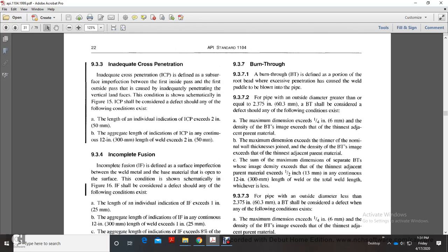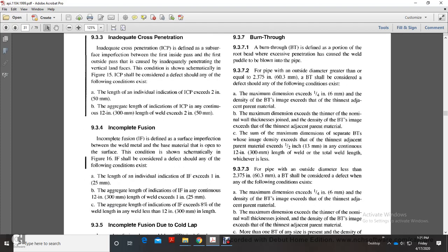Alright, 9.3.7 Burn through. A burn through, or BT, is defined as a portion of the root bead where excessive penetration has caused the weld puddle to be blown into the pipe. 9.3.7.2 For pipe with an outside diameter greater than or equal to 2.375 inches, a burn through shall be considered a defect should any of the following conditions exist: the maximum dimension exceeds 1/4 inch and the density of the burn through image exceeds that of the thinnest adjacent parent metal; the maximum dimension exceeds the thinner nominal wall thickness and the density of the burn through image exceeds that of the thinnest adjacent parent metal; the sum of the maximum dimensions of separate burn through images whose density exceeds the thinnest adjacent parent metal exceeds 1.5 inches in any continuous 12-inch length of weld or the total weld length, whichever is less.